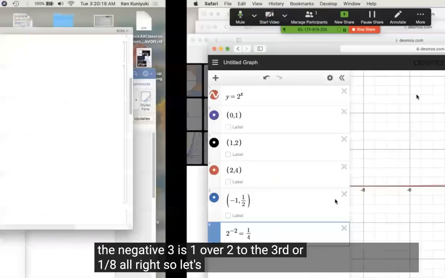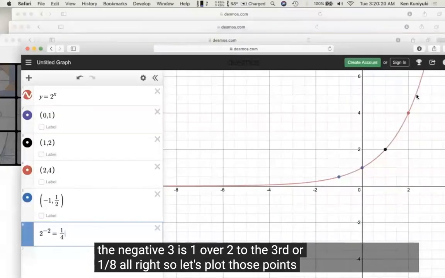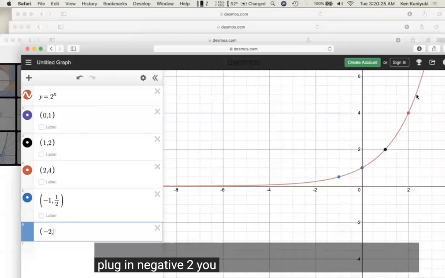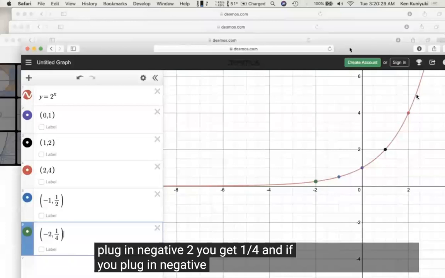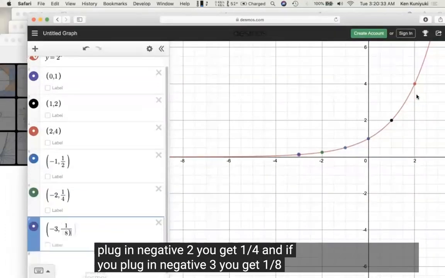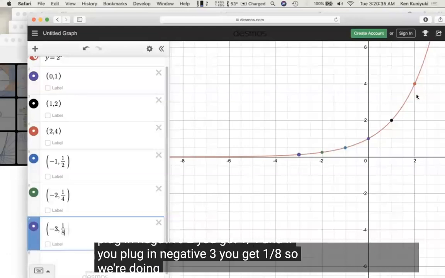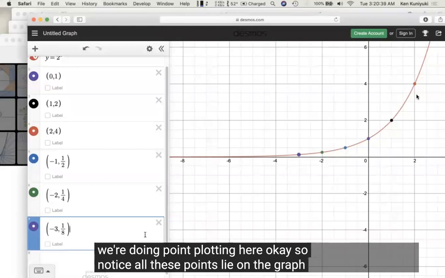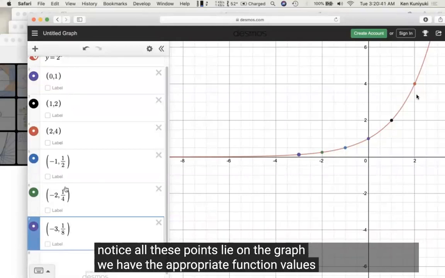All right, so let's plot those points. Plug in negative 2, you get 1/4. And if you plug in negative 3, you get 1/8. So we're doing point plotting here. Notice all these points lie on the graph. We have the appropriate function values over here.